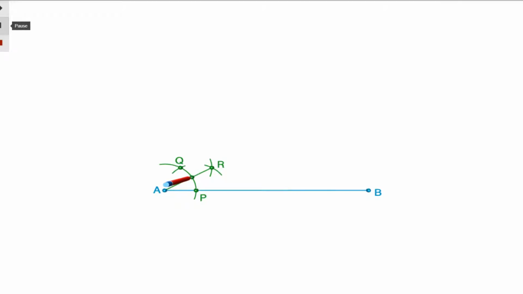Now at point B, we have to construct a 90 degree angle. For that, with center B and any convenient radius, draw an arc which intersects the line segment AB at some point. Name it as I. With center I and the same radius, don't disturb your compass, make another arc which intersects the previous arc at some point, that is J. With center J and the same radius, draw another arc which intersects the first arc at some point.